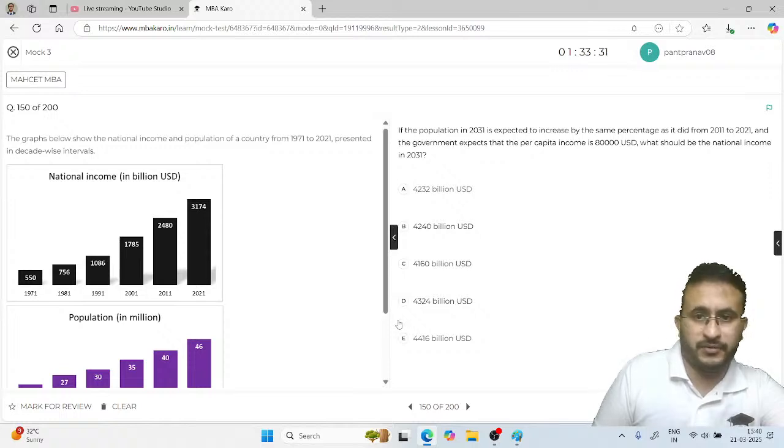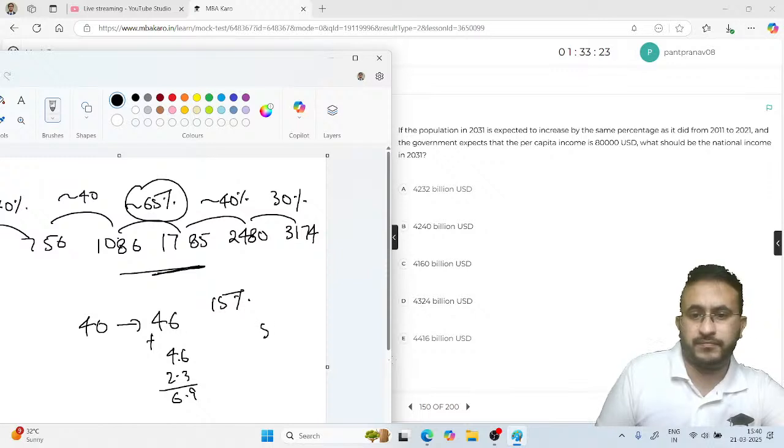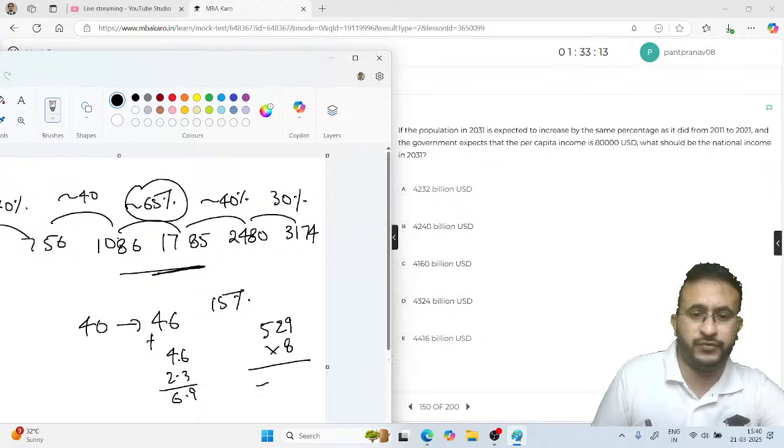Increase, and the government expects the per capita income is 8,000. So previous question का डेटा लेते हैं, 529 and 8,000। Okay, national income portion. So 529 into 8 is 4,000, 4,000 plus 232, 4232.